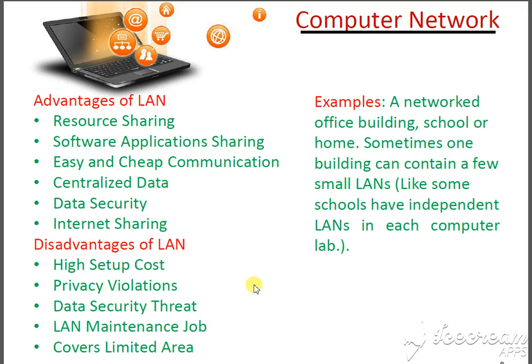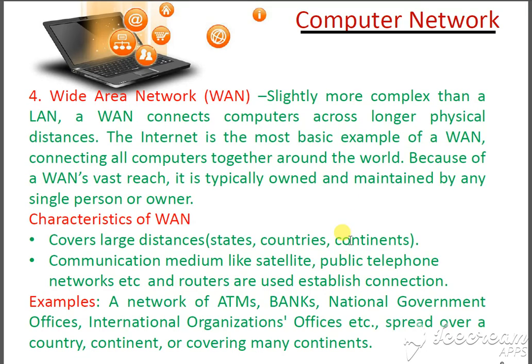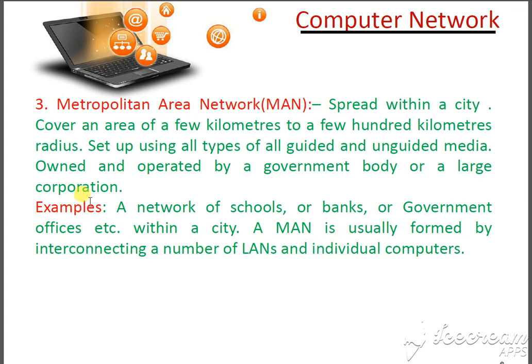Covered area within a particular range. Now, where we can build the network: like an office building, school, home, or bank. Any place, you can build all this in a lab. Now, next is metropolitan area network. Metropolitan area network, as the name says, covers a metropolitan area, a big area, a few kilometers or a few hundred kilometers. You can set it up.